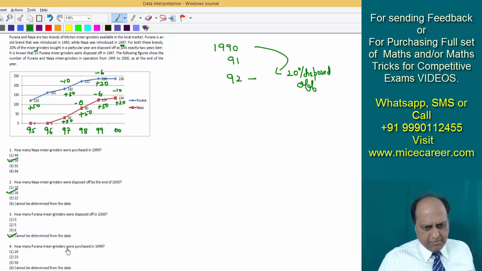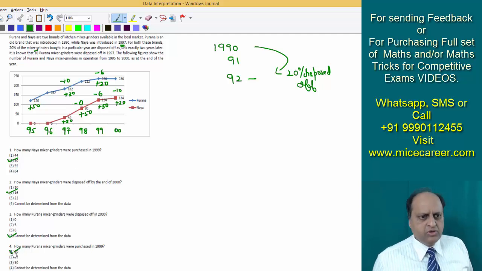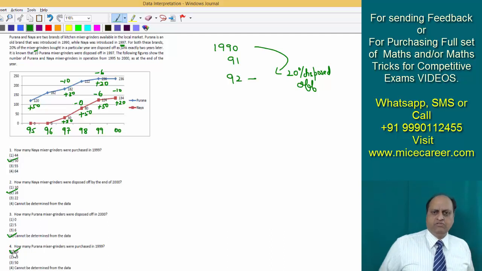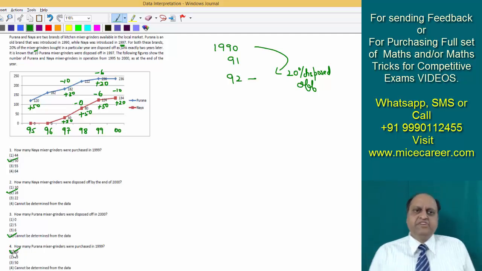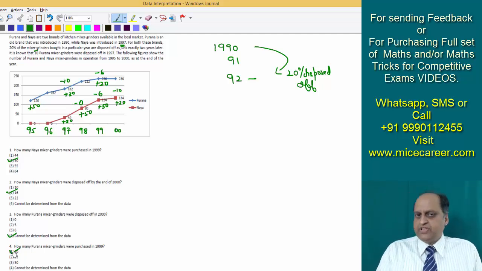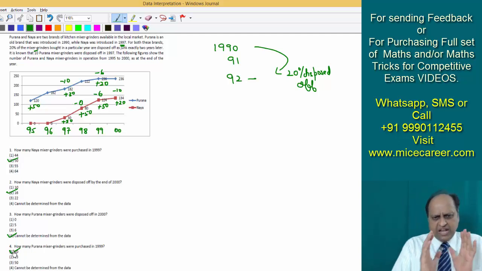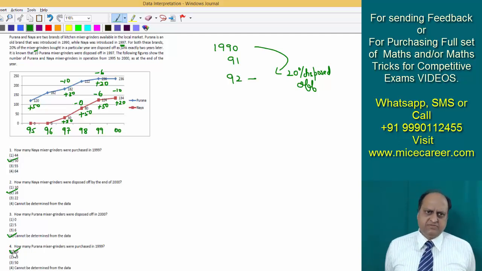How many Purana mixer grinders were purchased in 1999? Purana here. This is 20. 20 were purchased. This answer I know. So this way I am able to solve this typical question of data interpretation. So these are the kind of questions which are asked in exams like CAT. I have observed that in various other competitive exams also, such questions, although slightly easier, are asked.